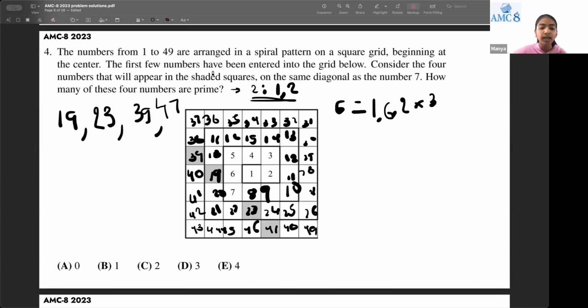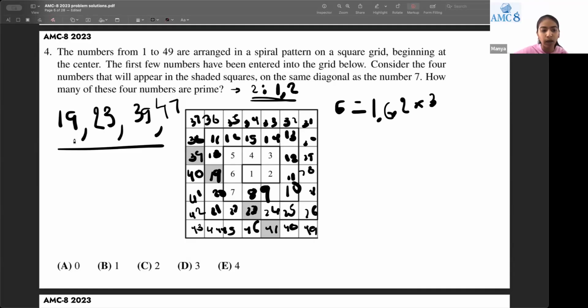Just to double check, this is a 1, 2, 3, 4, 5, 6, 7, a 7 by 7 square. So that means there should be 49 of these numbers, and there are 49 numbers here. So we're right on track. And we have 4 numbers right here. How many of these numbers are prime numbers?